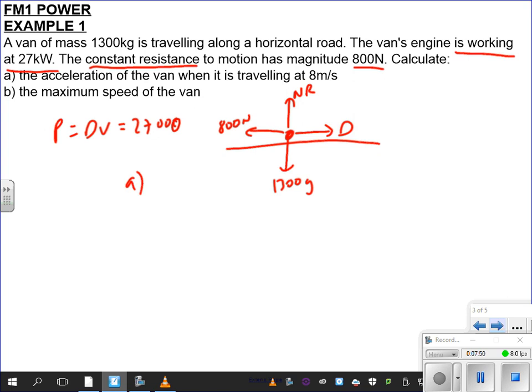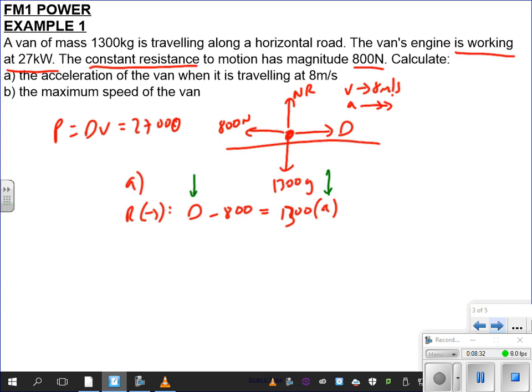So part A, find the acceleration of the van when this thing is at currently 8 meters per second. And remember, that velocity can change, but at the moment it wants us to find the acceleration when this thing is at 8. So it makes sense, doesn't it, to do what we normally do, which is just resolve, because that's how we normally find acceleration. So force to the right is D, 800 is opposing it, we've got our mass and we've got our A. But oh no, I've got 2 unknowns. I've got D and I've got A.